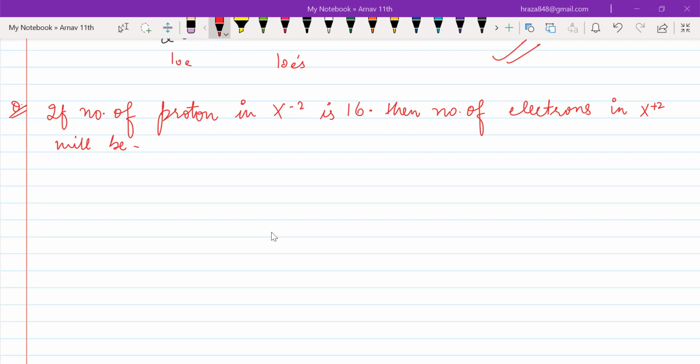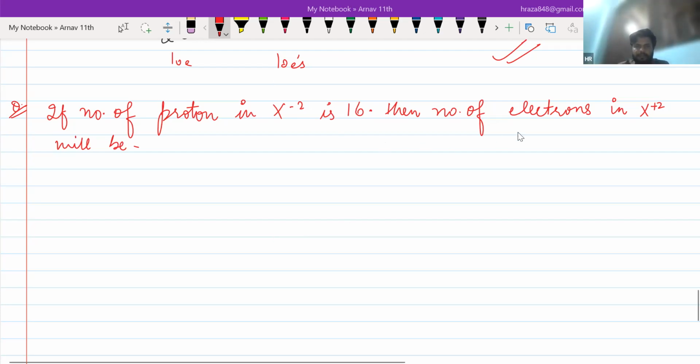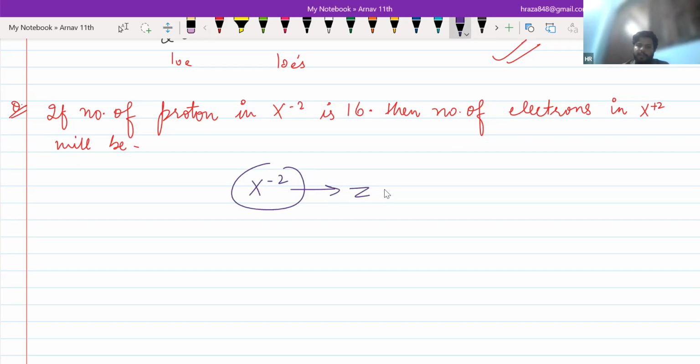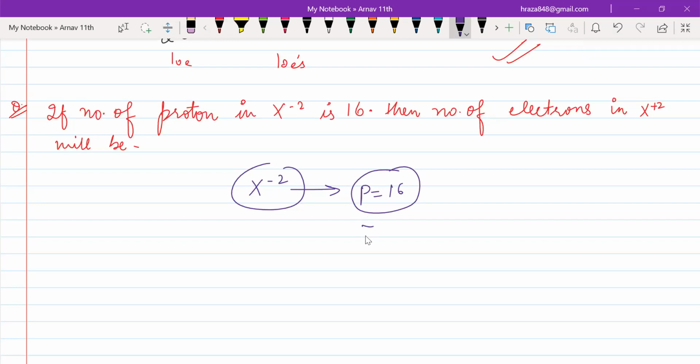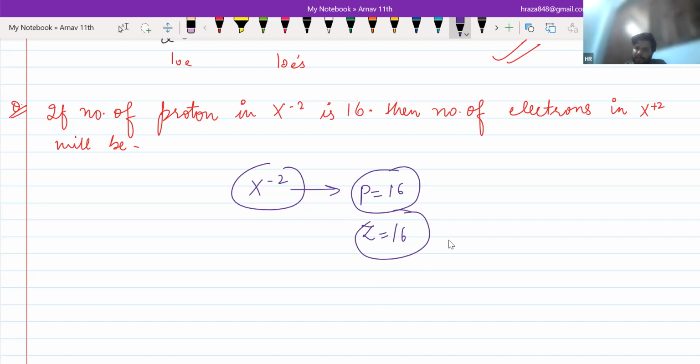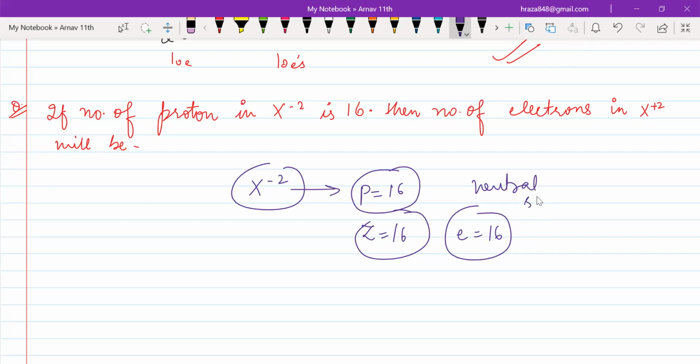So 20 electrons. Wrong answer. See, X minus 2 is an element which has protons equal to 16, yes or no? That means the atomic number is also 16. In neutral state, electrons will also be equal to 16, neutral state, yes or no? No, sir. Neutral state electrons will be 14.